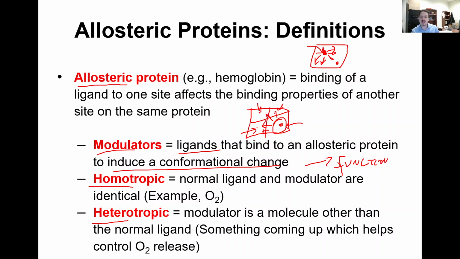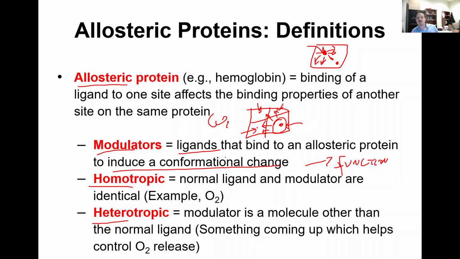And so oxygen is a homotropic positive modulator, because oxygen binding at site number 1 increases oxygen binding at site number 2, 3, and 4. And because oxygen and oxygen are the same thing, they are homotropic. Because they're modulating, they're modulators. Because it's outside of the same site, they are allosteric. And because it increases, it is positive modulation.